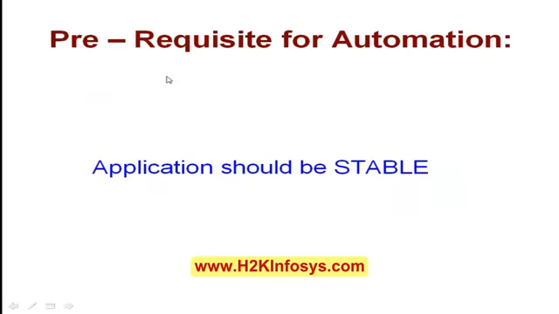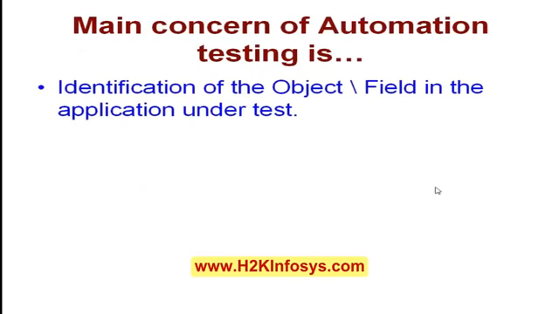Again, I'm making this point: a prerequisite for automation testing is that the application should be stable. And the main concern for automation testing is another very important point. If you have a question like, what is the main concern for automation testing, it is the identification of the object or field in the application under test. We'll discuss this in detail in coming classes.